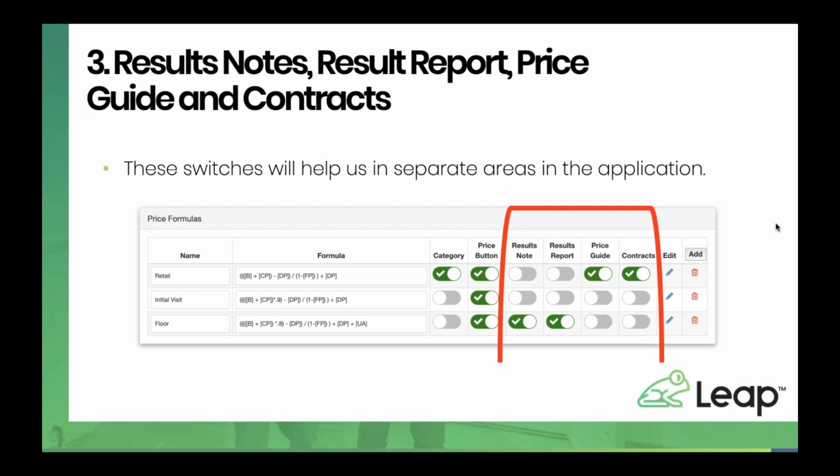The contract switch will help us out in the contract section of the application. So if you ever wanted to reference one of these price formulas, generally separate from what the customer wanted to pay as their total, you can turn the switch on as well. Any questions about those, you can also pop them in the control panel.